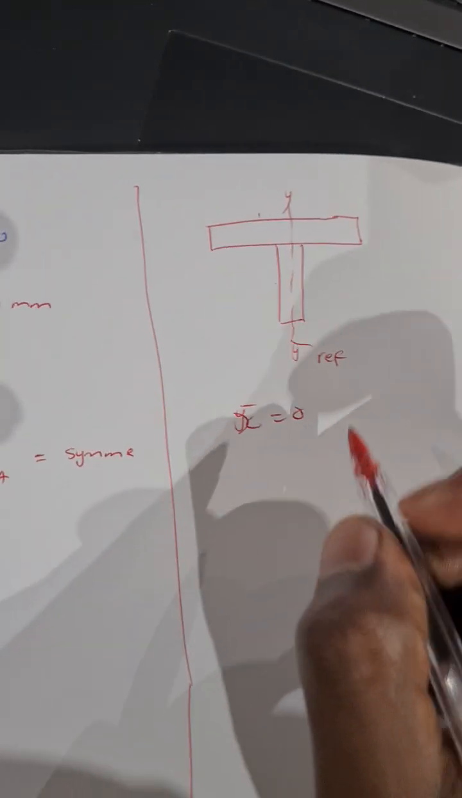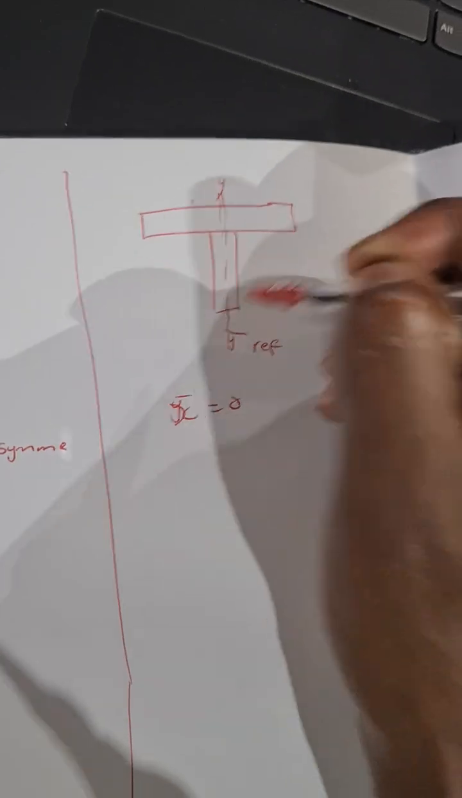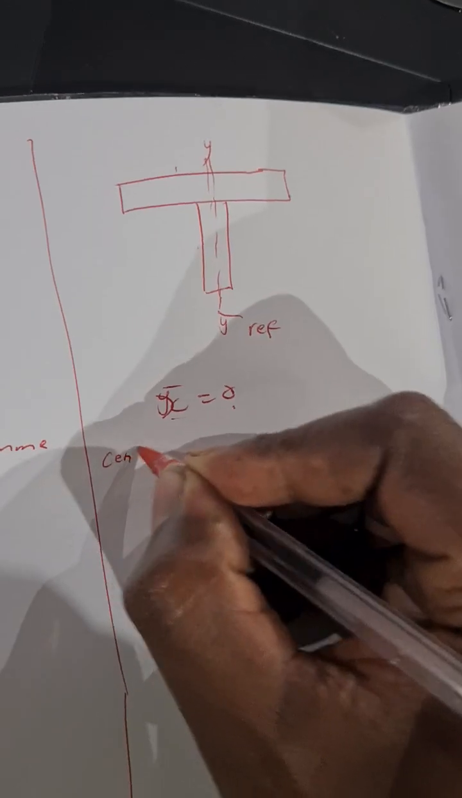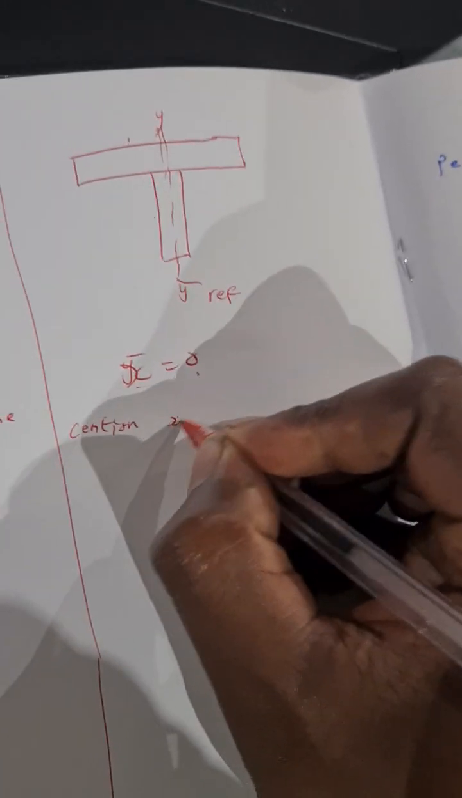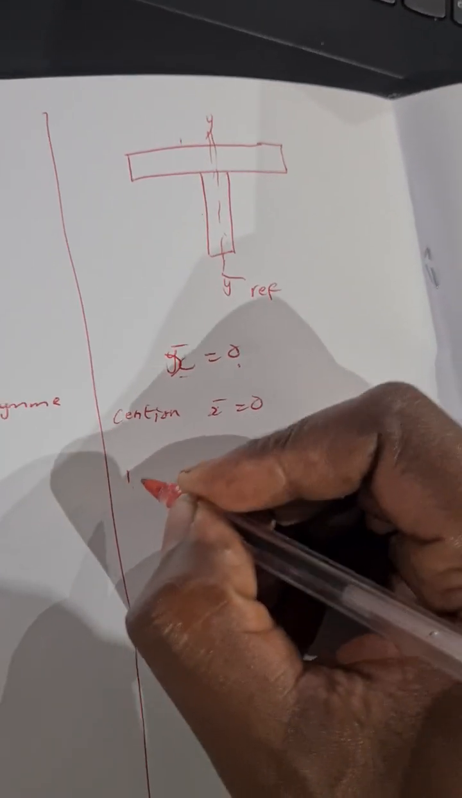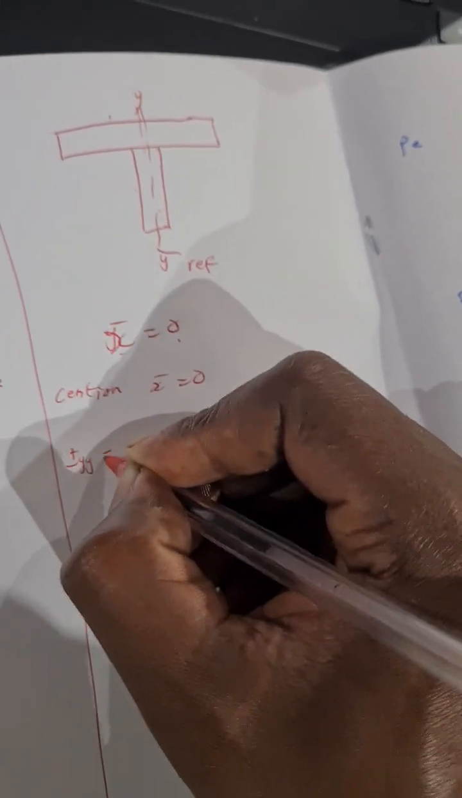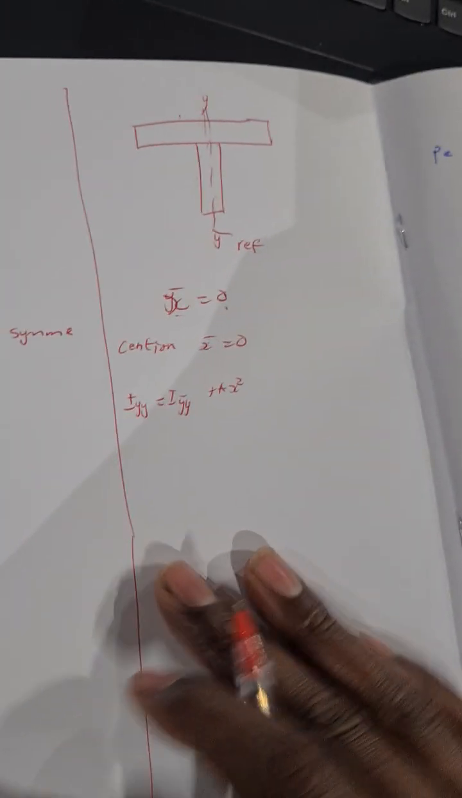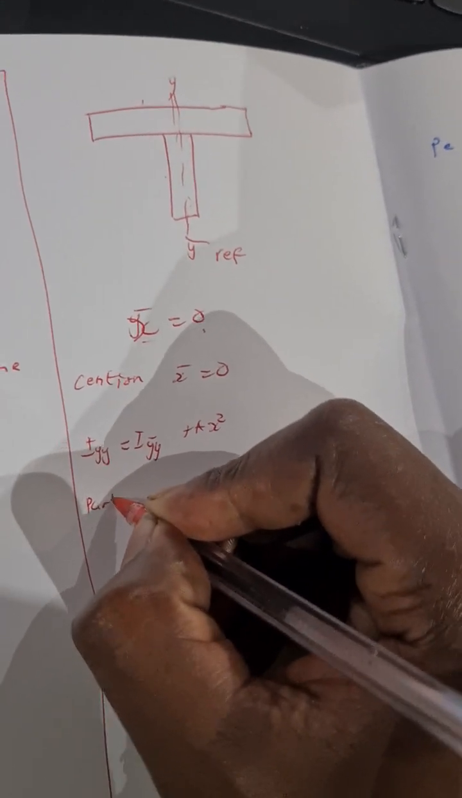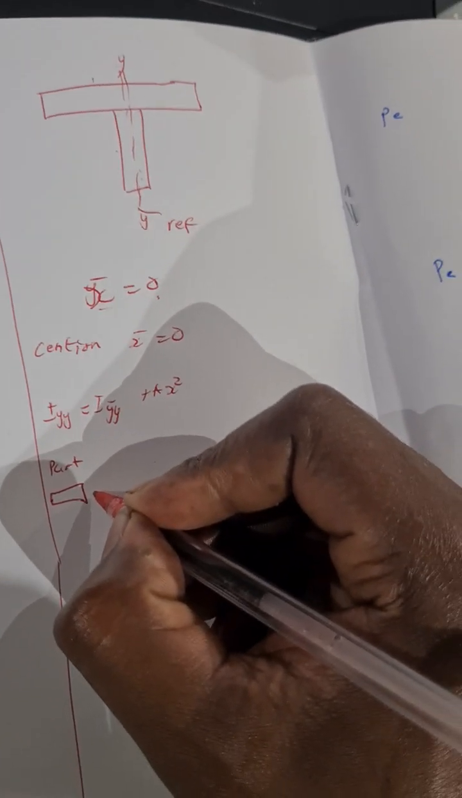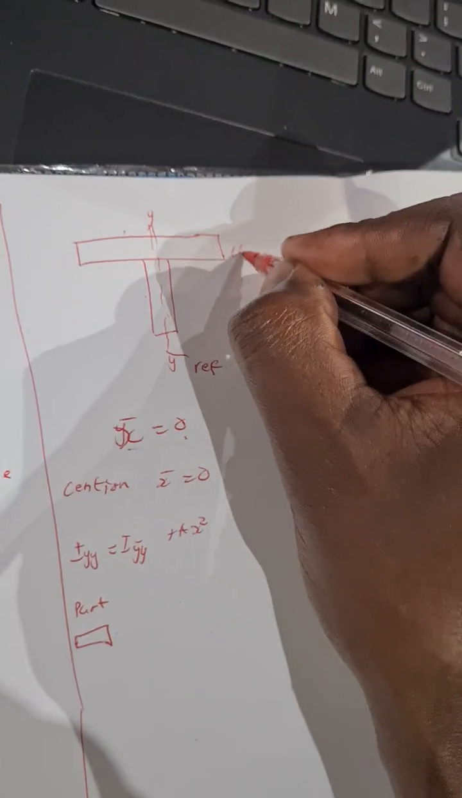In this case, let's say the reference is here. That means x bar is symmetrical, 0. That means our centroid x bar is 0, so the distance to yy is actually 0. And then now we know Iyy is equal to Iy bar plus Ax squared. Let's just do it. Part by part, the first one is 10 by 100.